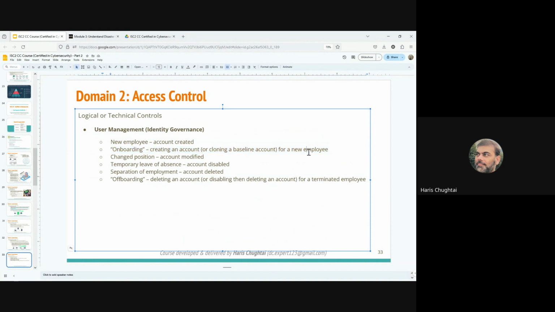But let's say after a certain time, you change your position. You were in finance, and now you are in sales. It means you were accessing the financial data before, and now you want to access the sales data. Someone has to do this account modification. You were mapped to the finance role before, so someone has to modify your role from finance to sales so you can access the sales data.